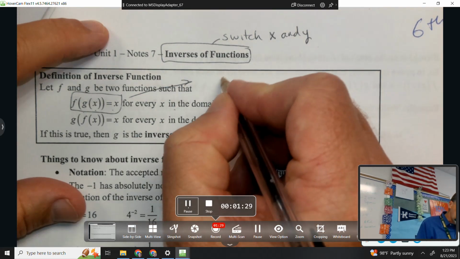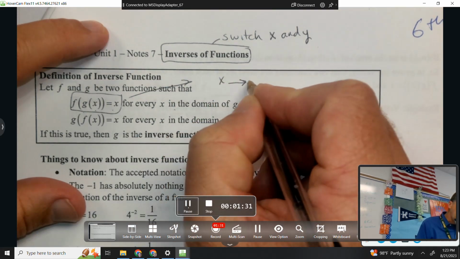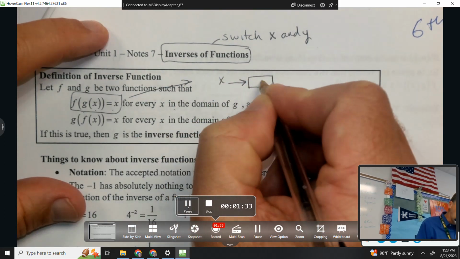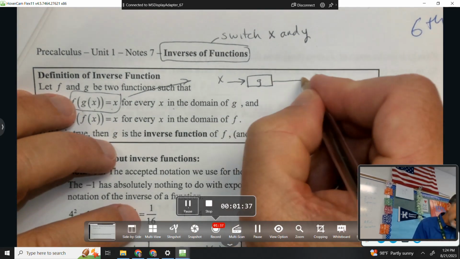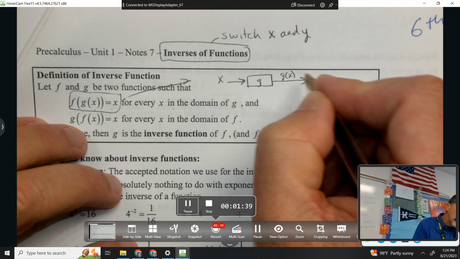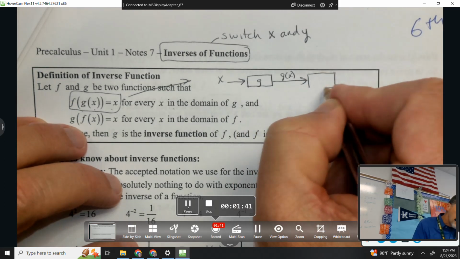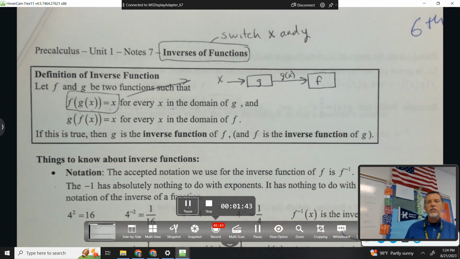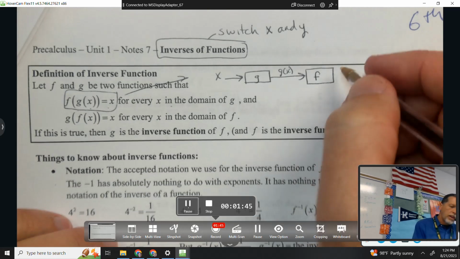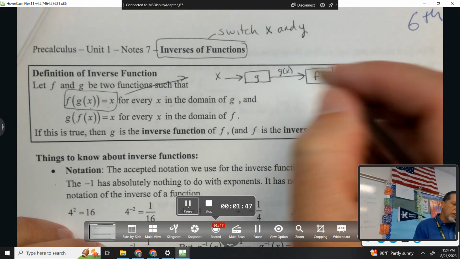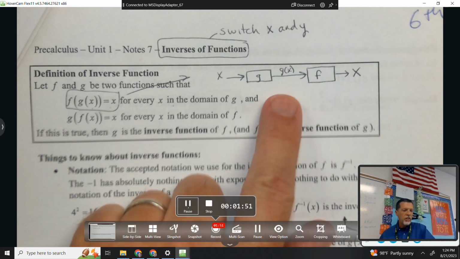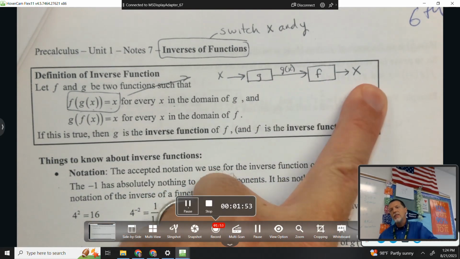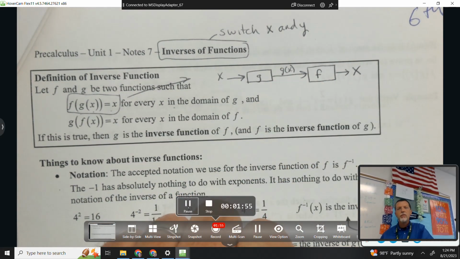Let me try to draw it this way. If you take x and put it into the g function, the output is g of x. And if you put that into the f function, the output is f of g of x, but I'm saying the output is just x. So g does something to it, f undoes it, and you're back to where you started. That's what makes it an inverse. They undo each other.